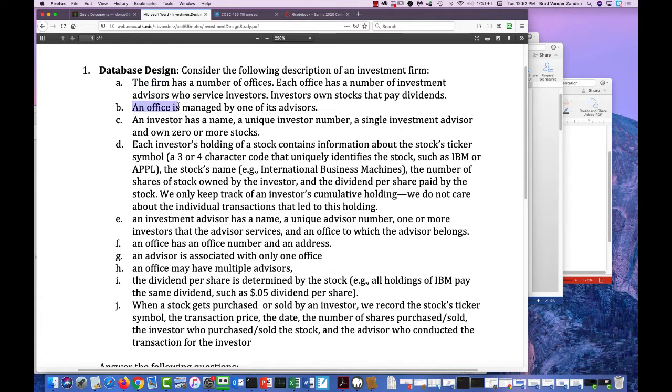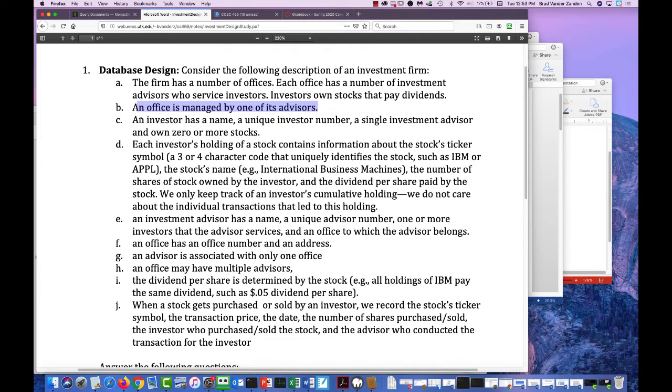Okay. An office is managed by one of its advisors. Well, this isn't defining any new entities, but we have a verb connecting two entities, an office and advisors. So that looks very much like another relationship that we're going to have to keep tabs on. It looks like a manages relationship. Okay, another good thing is the verb used to describe a relationship is often a good name for the relationship as long as you haven't duplicated it.